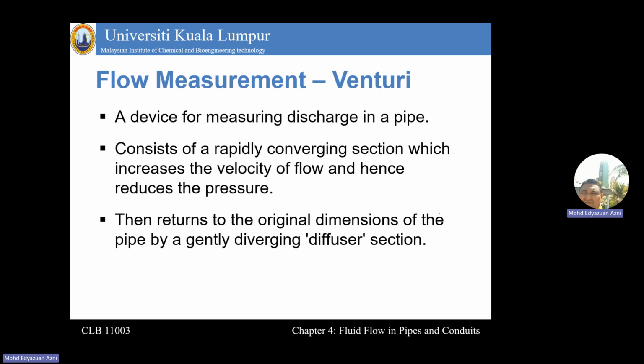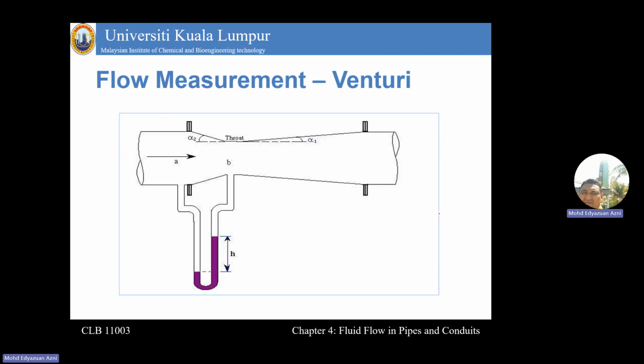And the last flow meter is the Venturi. A Venturi is a device for measuring discharge in a pipeline. What is discharge? Discharge is the volumetric flow rate, or mass flow rate. It consists of a rapidly converging section which increases the velocity of flow and hence reduces the pressure, then returns to the original dimension of the pipe by a gently diverging diffuser section.